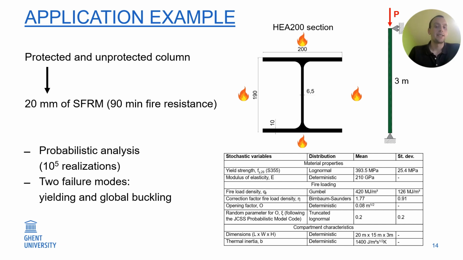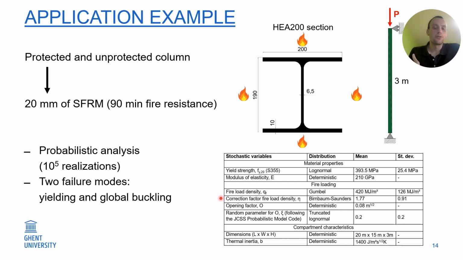We will do a probabilistic analysis based on 10 to the power 5 realizations, and the stochastic correction factors that we used can be found in this table. What I want to highlight here is that now we have two stochastic variables for the fire load density. We have the normal fire load density. So imagine that we have 2 offices, then not both offices will have exactly the same fire load density. So that's what we take into account with the stochastic variable for the fire load density.